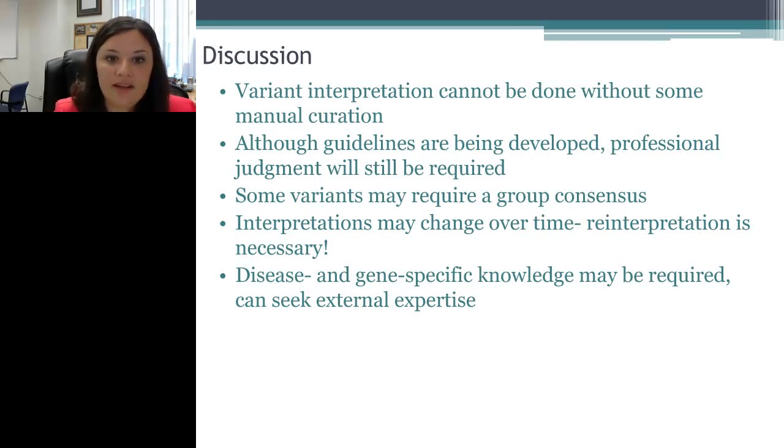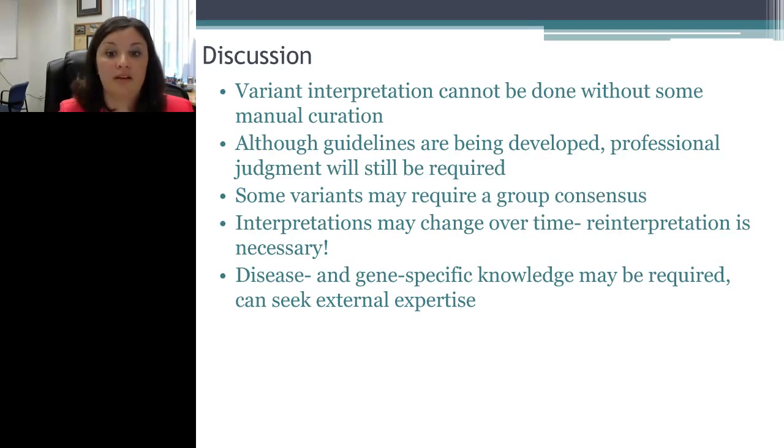So to start wrapping up here, variant interpretation cannot be done without some sort of manual curation. There is no algorithm or program or software that we can use to date that can allow us to perform clinical grade variant interpretations. And although the guidelines are being developed, professional judgment will still be required. So even using those guidelines from ACMG, I think you still have to use your own professional judgment in your disease area or for the gene that you're looking at in order to correctly classify a variant.